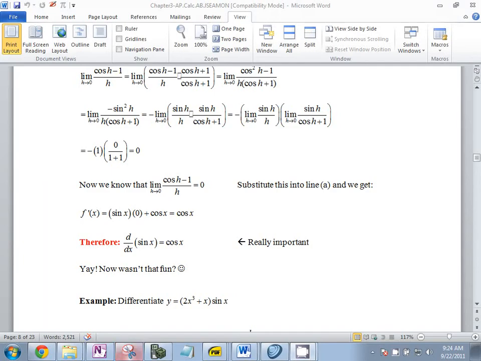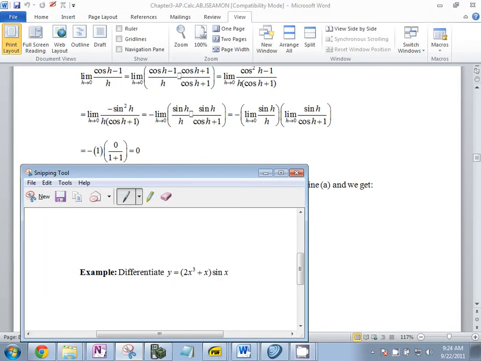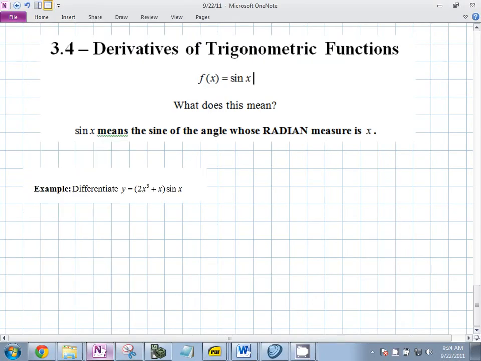Could you differentiate this? Yes. What rule would you be using? Use the product rule. Exactly. This would just be the derivative of the first times the second plus 2x cubed plus x times cosine x. Done. That's all you need to know.